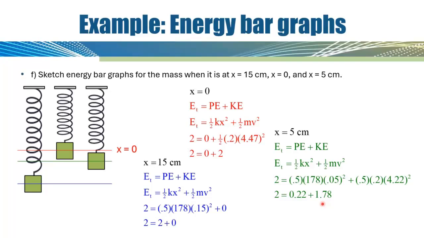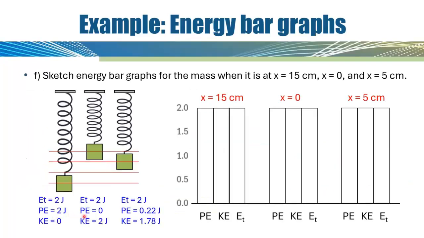Then I can check my answer by adding these two together, and it does add up to 2. And just a little FYI, sometimes when you add them up, it doesn't add up, and that's just round off error. But by writing it this way, it helps me organize my thoughts when I get ready to do my energy bar graphs on the next slide. So I organized these calculated values down here so they are easy to see when constructing the energy bar graphs.